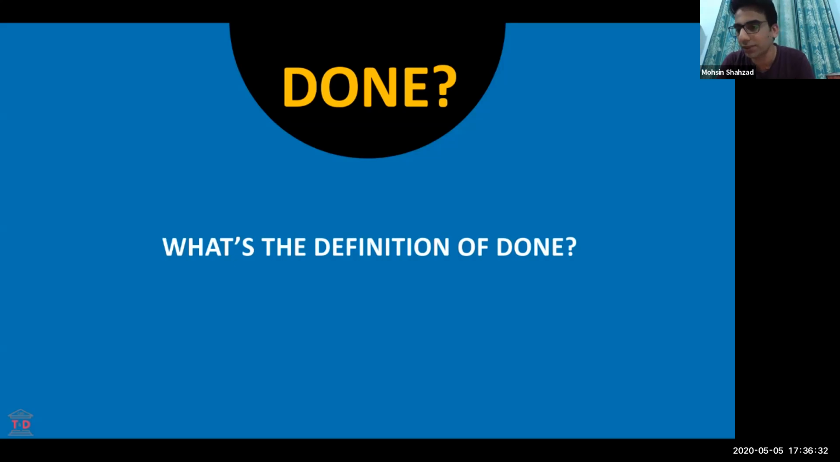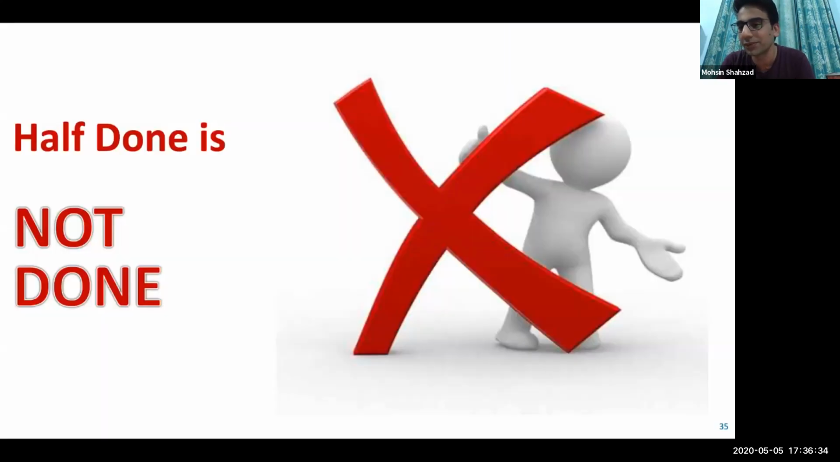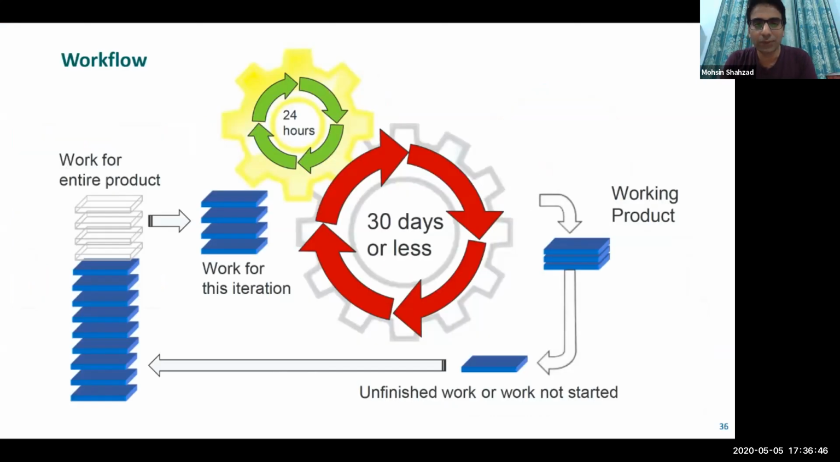And half done is not done. Mostly we see these kinds of words: this is almost 90% done, this is 99.9% done. Again, it is only done or not done.